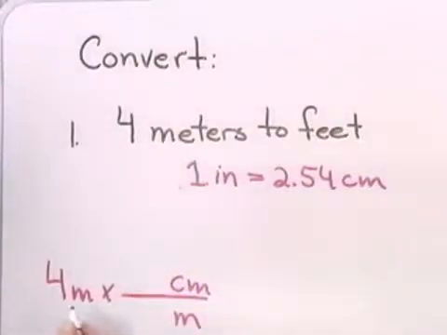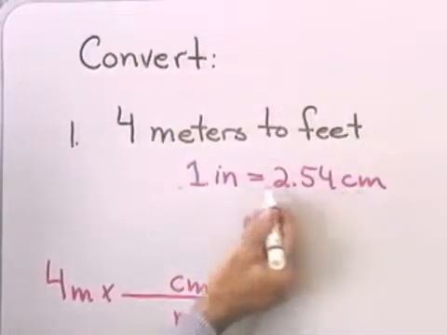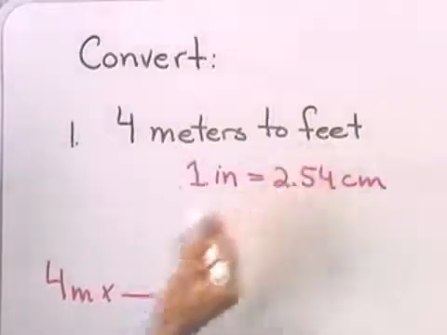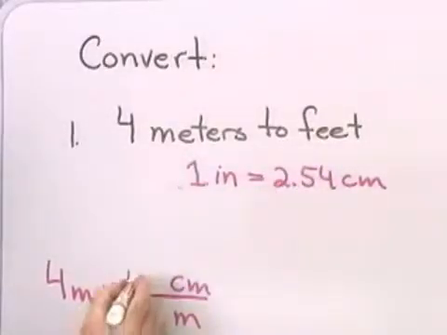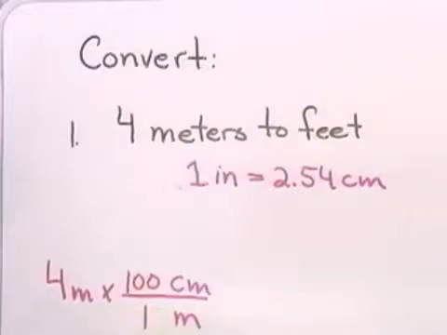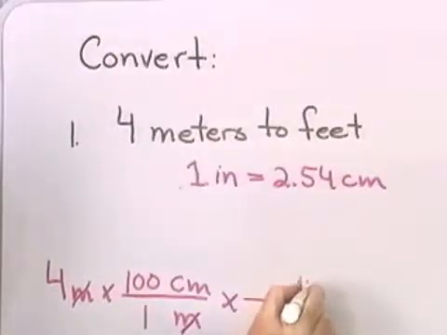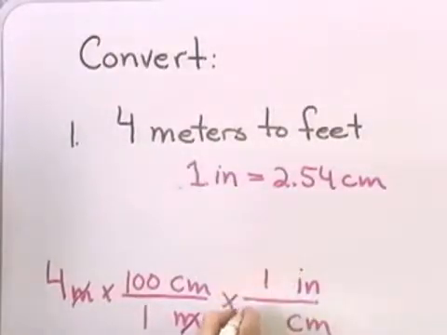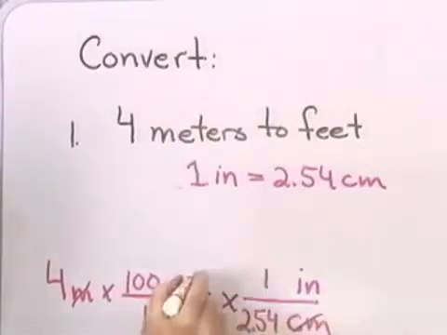That way I can go from meters to centimeters, then from centimeters to inches, then from inches to feet. So there's 100 centimeters in every 1 meter. That will take care of my meters. Now, let's convert between the two systems. I'll get centimeters to divide out, and I'll be left with inches if I have 1 and 2.54. Now the centimeters have divided out.